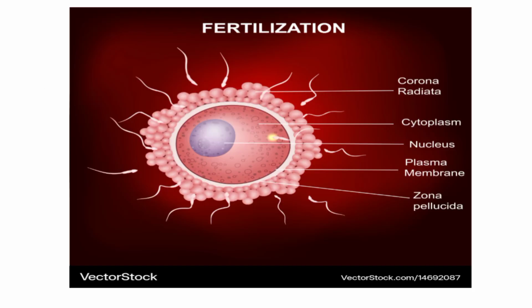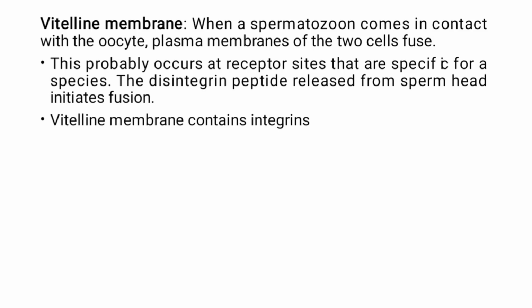So this is fertilization. The image shows the sperms outside, trying to come in and penetrate the corona radiata. Afterward, they can go on to penetrate the zona pellucida and disintegrate it, enter the cytoplasm through the plasma membrane, and meet up with the nucleus.